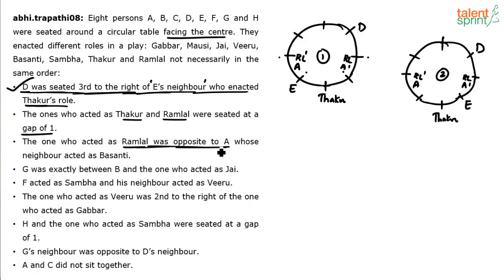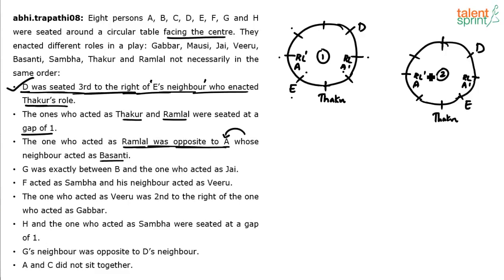And moreover, we know that A's neighbor is Basanti. The one who acted as Ramlal was opposite to A, whose neighbor acted as Basanti. So A's neighbor is Basanti. Now A's position itself is not fixed. If A comes here, either E could be Basanti or this person will be Basanti. If A comes here in this position, either D is Basanti or this person is Basanti. Again leads to multiple positions for Basanti.